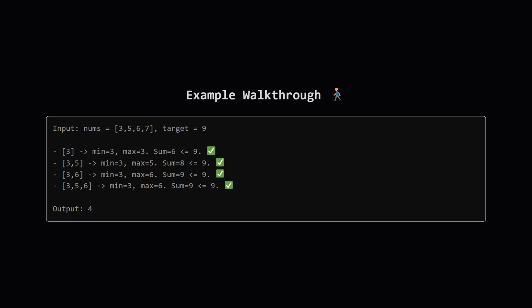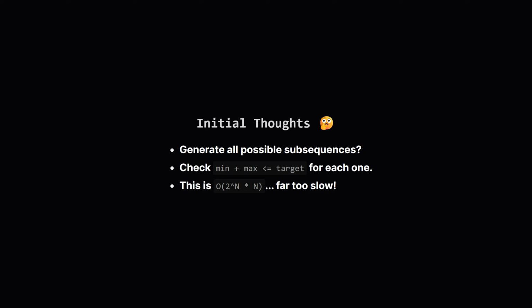Notice that for the group with 3 and 6, the actual subsequence could be just 3, 6, or it could be 3, 5, 6. But in both cases, the minimum and maximum are the same, and the condition holds. Okay, how would we start solving this?